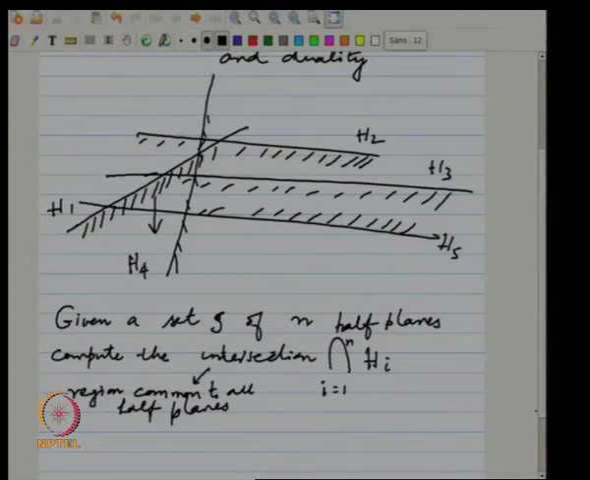Now, in the example that I have given here, just by inspection, what does it look like? This region should be common to all half planes. So, for instance, is this point common to all half planes? No, because this point certainly does not satisfy H5, right? Is this point common to all half planes? No, because it certainly does not satisfy H4, right? H4 is this thing, and the point is on the other side of H4. Does this satisfy all half planes, that is, is it in the region common to all half planes? Yes. So this one point is common.